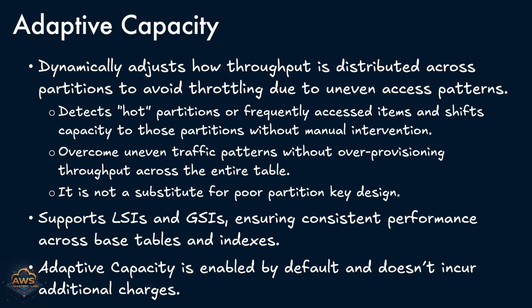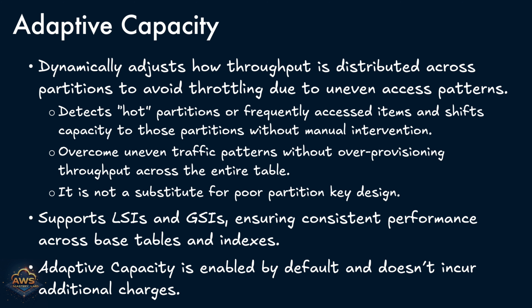One of the standout features of adaptive capacity is its fine-grained operation. It doesn't just rebalance throughput at the partition level, but can also make adjustments at the subpartition or item level, targeting frequently accessed keys directly. This ensures more efficient use of provisioned capacity, especially for workloads with naturally skewed access patterns.